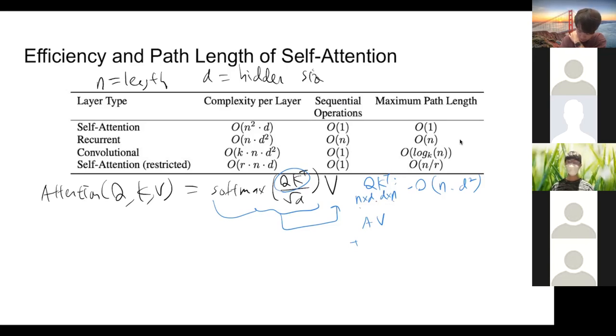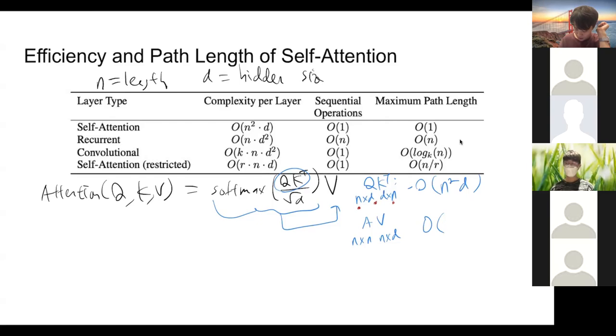How about AV then? AV is M by N matrix. A is, and V is M by D, right? So then what is this time complexity? Oh, I'm sorry, this is my bad. It's not N D squared. So N times D times N, right? I said this, but then I wrote it wrong. So N times whatever they share and then N. So it should be N times D times N, which is N squared D.